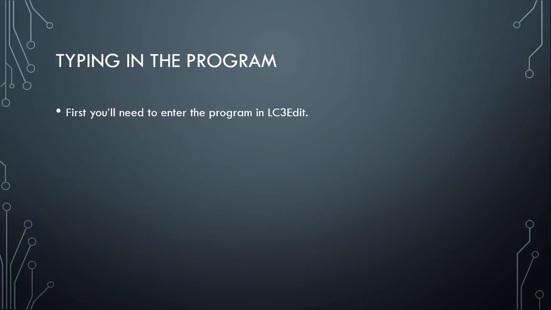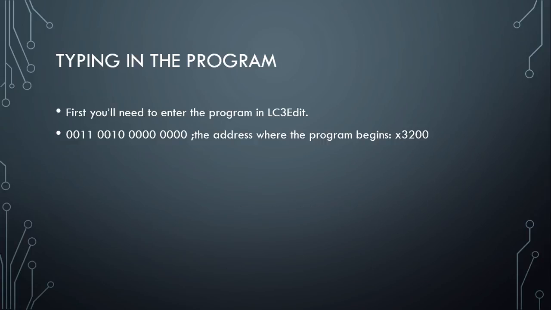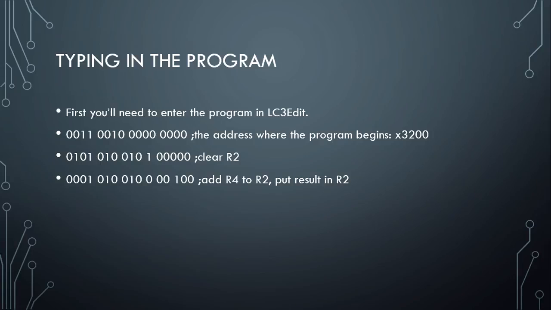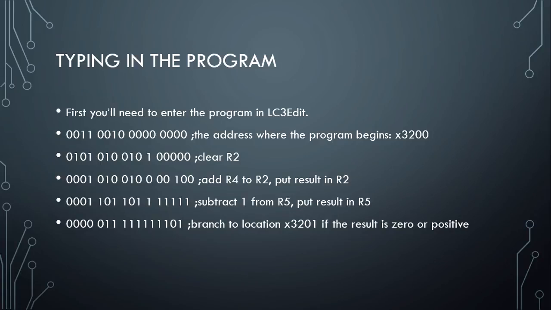Let's go ahead and enter the program first in LC3 edit. So, of course, here's our first one. You notice this is in binary. This is the address where the program begins, and that's, of course, this time 3200. We're going to clear register 2. We're going to add register 4 to register 2 and put the result in register 2. I'm going to subtract 1 from register 5 and put the result into register 5. I'm going to then branch to location 3201 if the result is 0 or positive. In other words, it's a loop here. And then we have our halt command. So it's a pretty simple program.